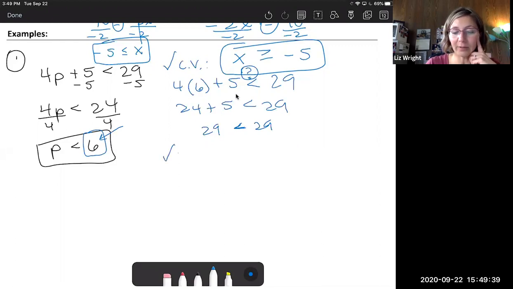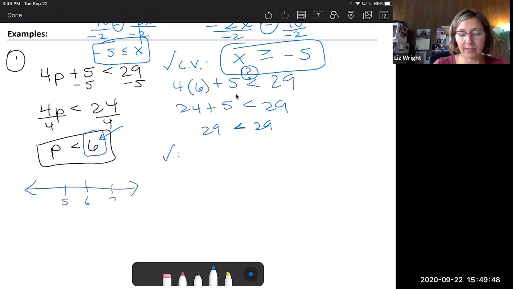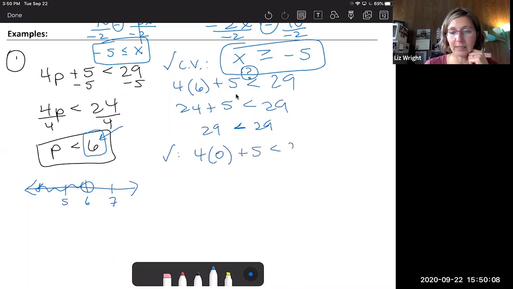The next thing you have to check is a number that is within your solution set. So when we're graphing this, this is a 6, this is a 5, this is a 7, it's going to be an open circle, and we're shading to the left. What's a number that is in our solution set that would be super easy to check? And I'm hoping you say 0. So a 0 would be super easy to check. We're going to do 4 times 0 plus 5, which is less than 29. And so 4 times 0 would go to 0, and 5 is less than 29.